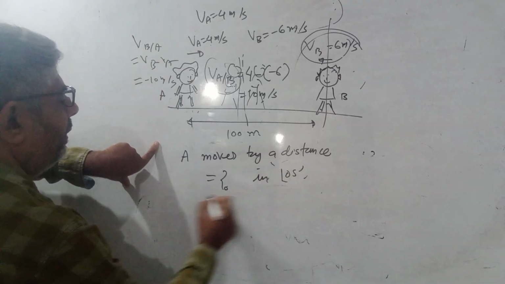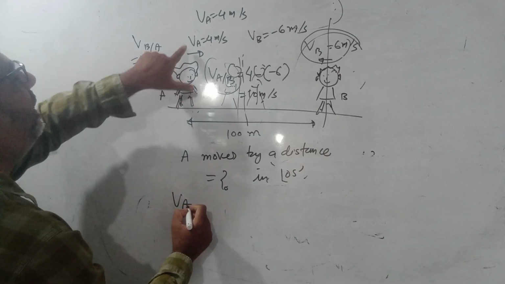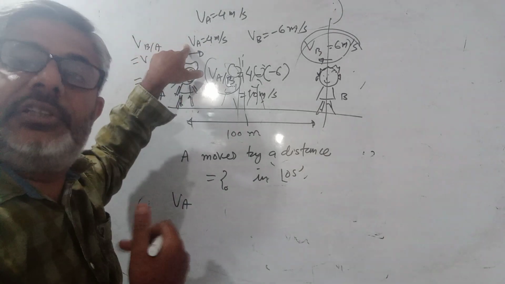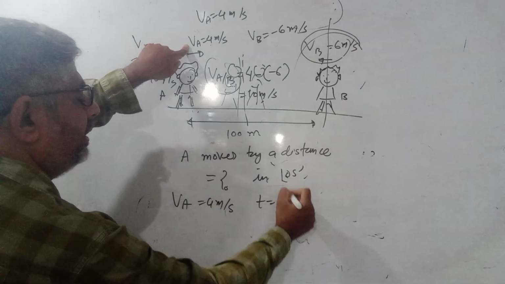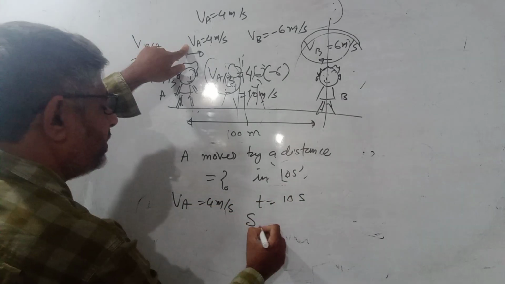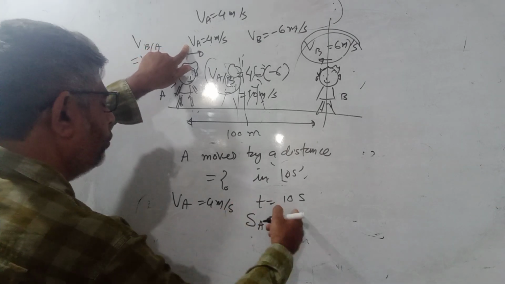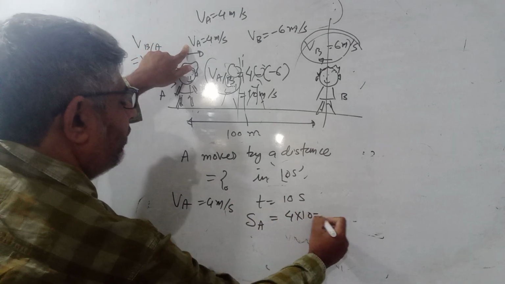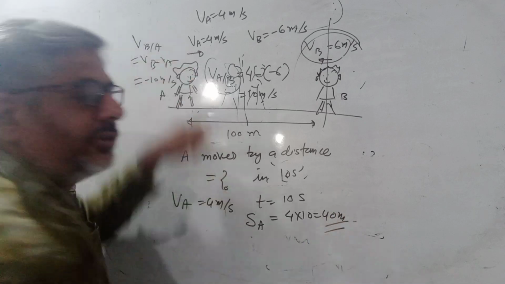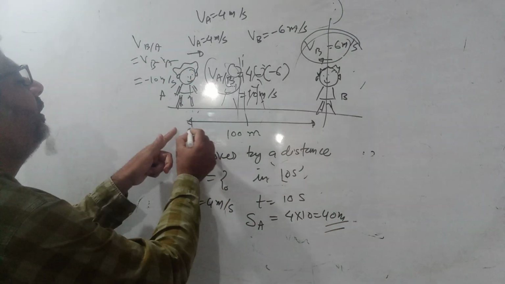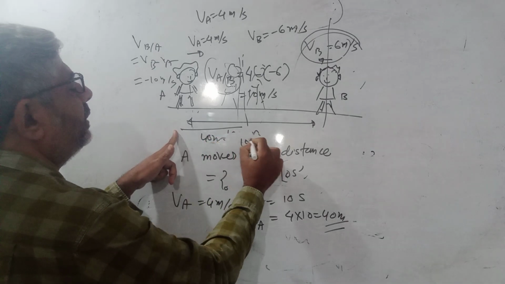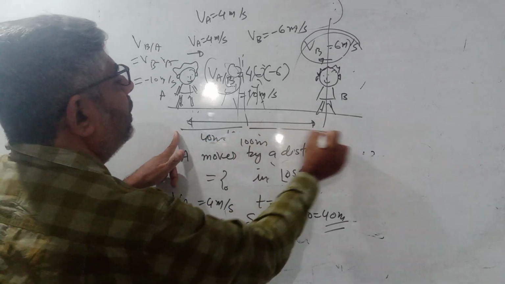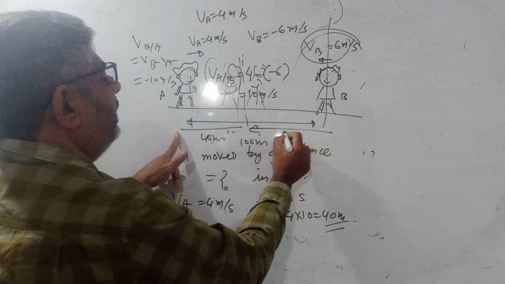So that is very simple. The velocity of A, that is the actual velocity with respect to a stationary observer on Earth, is 4 meters per second, and time is 10 seconds. So the actual distance moved by A is V into T, that is 4 into 10 equals 40 meters, and that solves our problem. So he or she moves by 40 meters, and since the total distance was 100 meters, this moves by 60 meters.